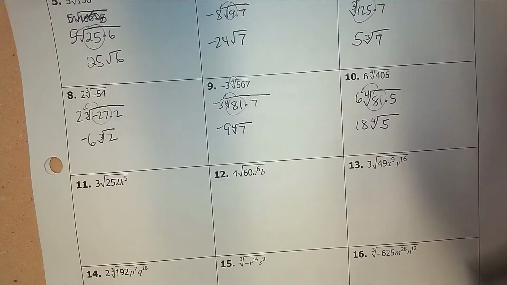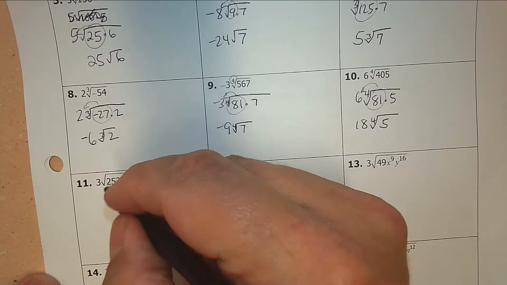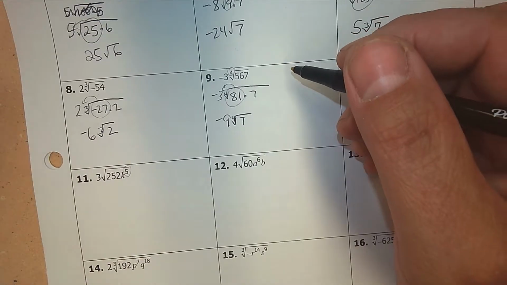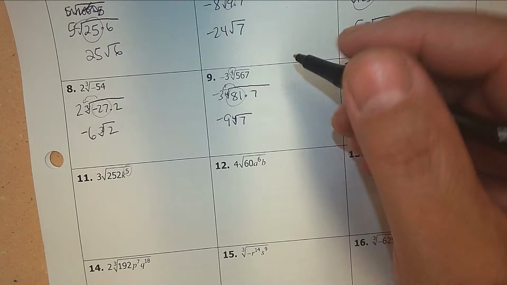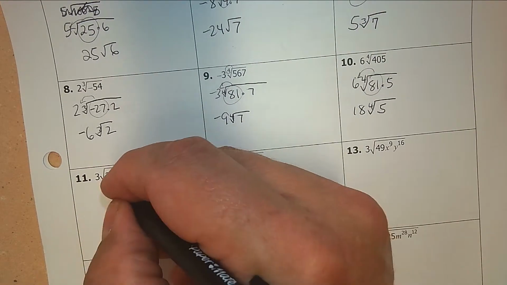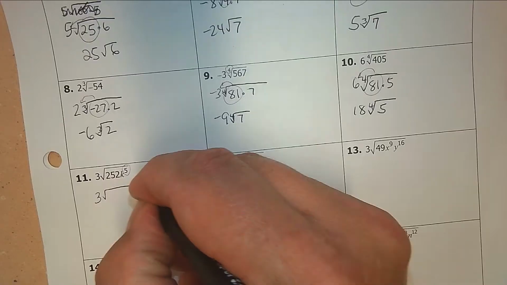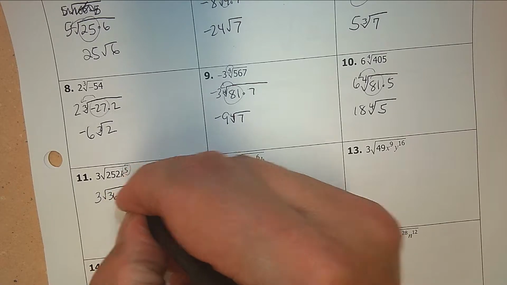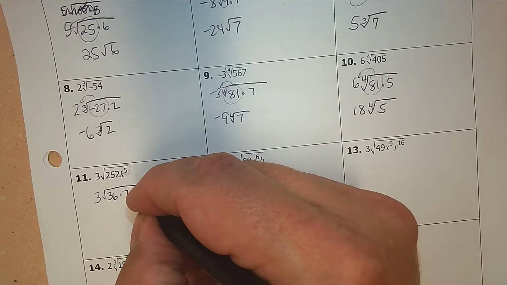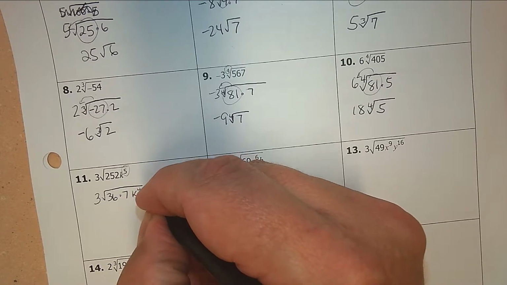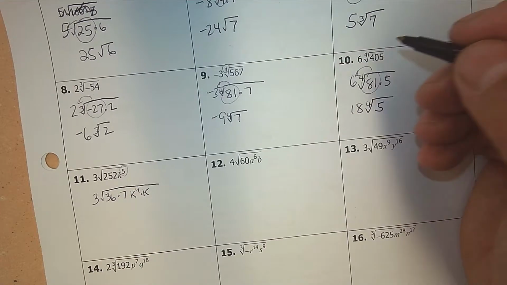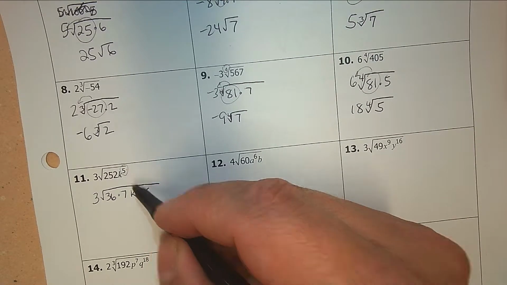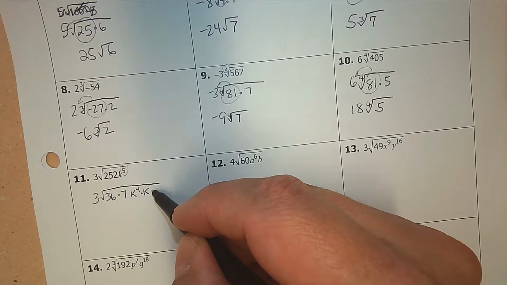Number 11, how do we handle variables? So when you take the square root of an exponent, you're halving it. And if it's an odd number, there's going to be something left behind. So let's start first of all with 252. The perfect square that goes into it evenly is 36, and it's 36 times 7. And we're going to separate k to the 5th by writing it as k to the 4th times k. So I'm picking the even number that's closest to 5, and then I'm separating it with another k.